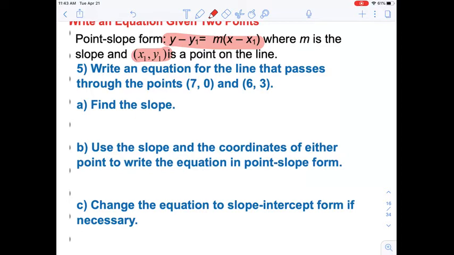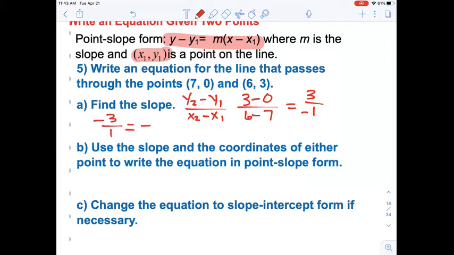Number 5 says write an equation for the line that passes through 7, 0 and 6, 3. First step is to find the slope. So to find slope, we just use y2 minus y1 over x2 minus x1. And then we just plug in our numbers. So we have 3 minus 0 over 6 minus 7. 3 minus 0 is 3. 6 minus 7 is negative 1. So my slope is negative 3 over 1, or you can just write it as negative 3.